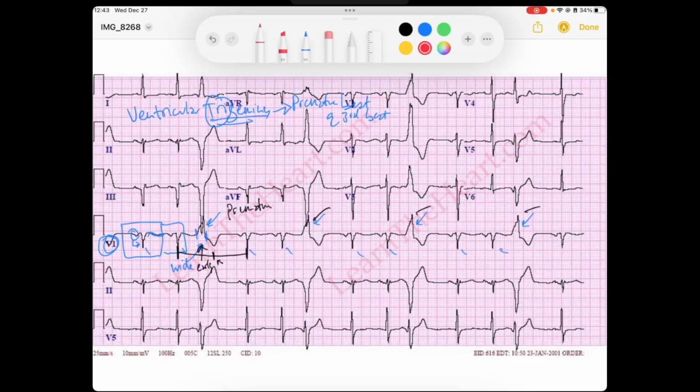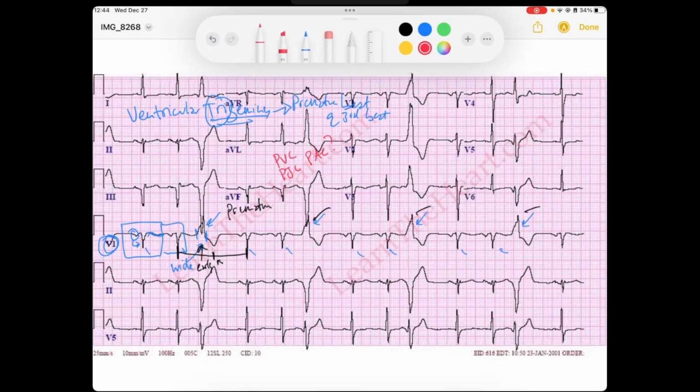And so when we know they're premature beats, we can think, is it a PVC? Is it a PJC? Is it a PAC? Which is it? That's important because we want to know what part of the heart is producing these premature beats, because then we can know how to stop it if we need to.